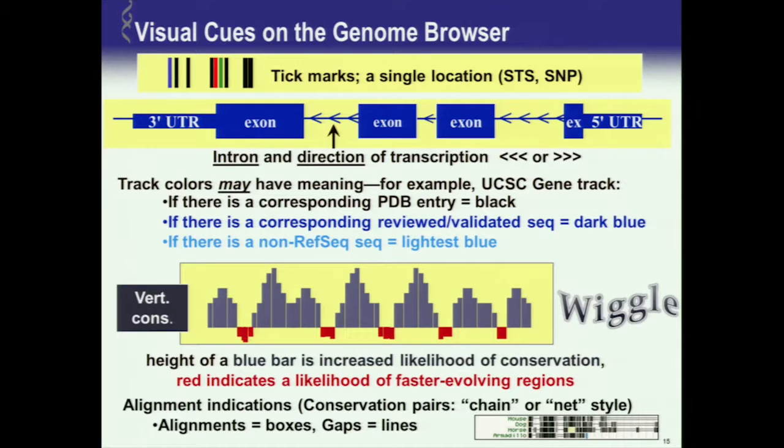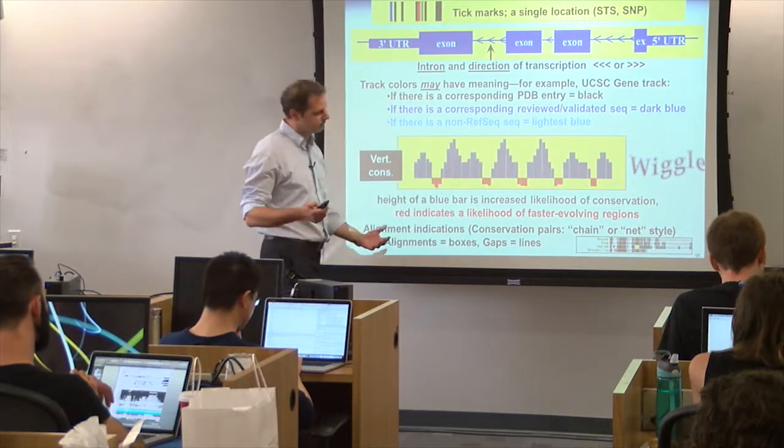So this is something called the chain or net style. It's good for looking at synteny across different organisms. So it's kind of related to the conservation. But it just shows you the blocks of conserved sequence here from mouse to dog to horse to armadillo.